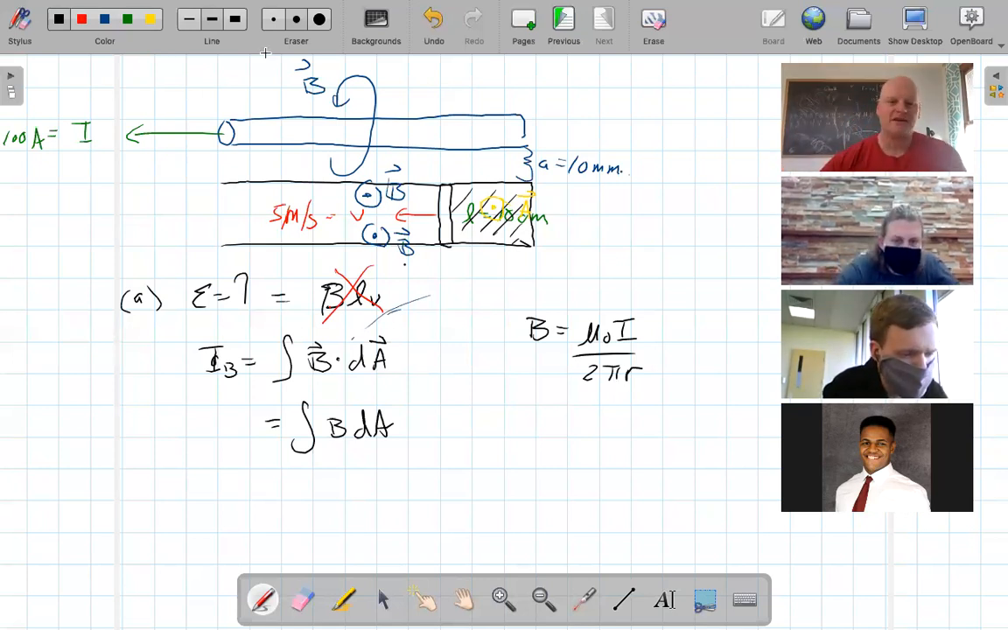Now, what's our differential area? So in this case, our differential area is going to be a little tiny section here. This is my differential area dA, right, which is going to point out towards us.